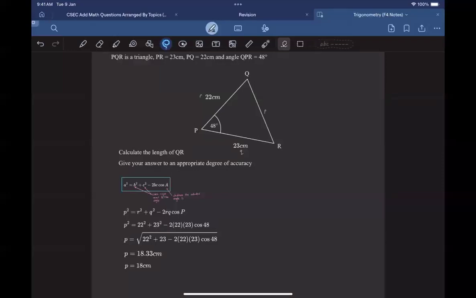Wait, so it's not a sine, cosine question. It's a combination of everything we learned so far.